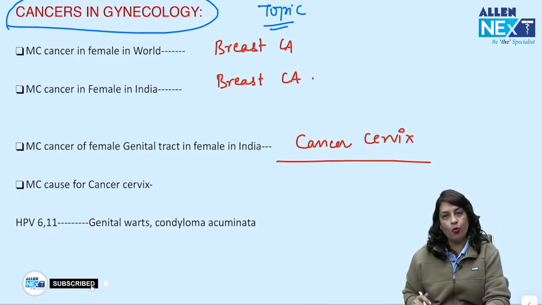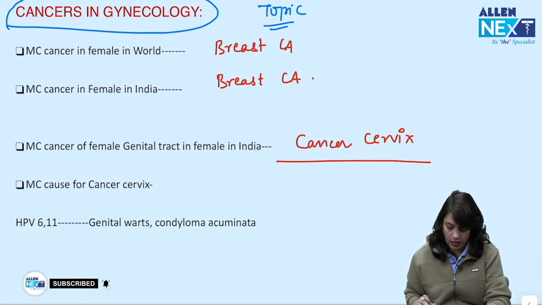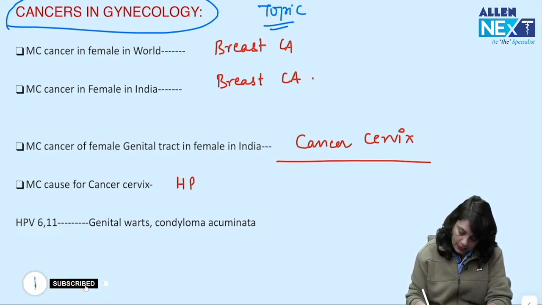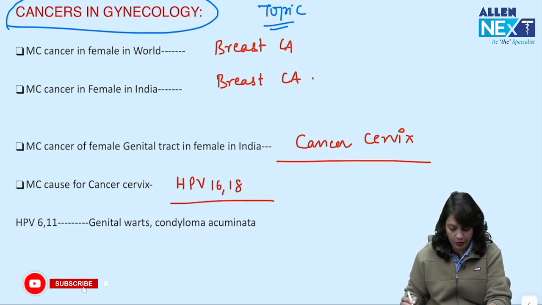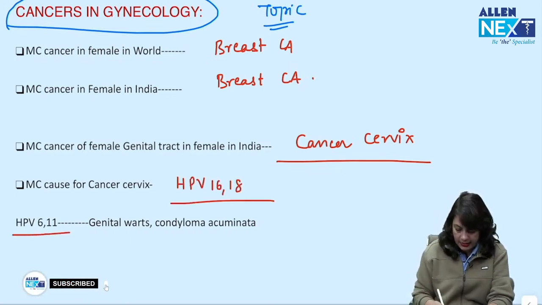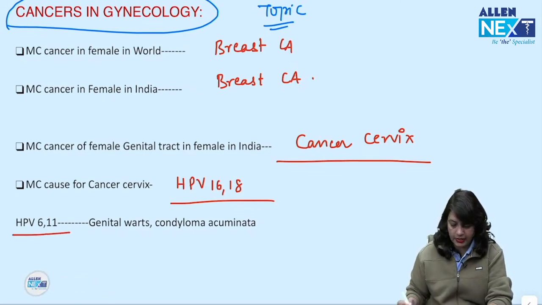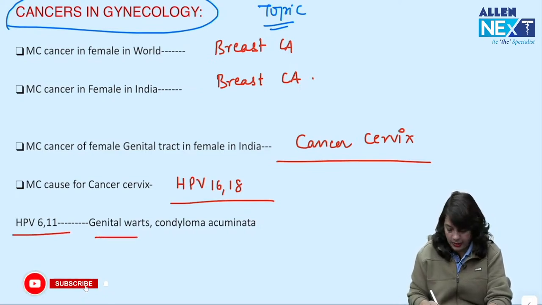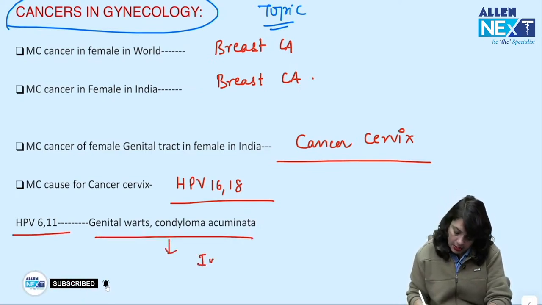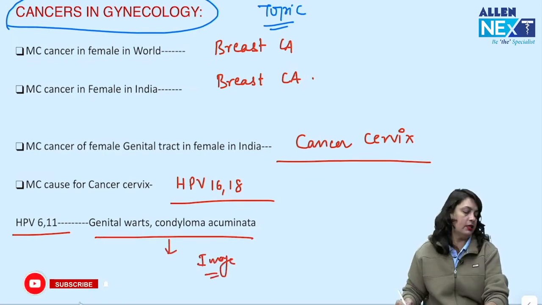Every 8 minutes, one death in India in a female occurs from cancer cervix. So daily 200 deaths are occurring. So that's a huge number. Most common cause of cancer cervix is human papilloma virus 16, 18, that is a proven cause. HPV 16, 18 causes genital warts and condyloma acuminata. They have asked an image based question in this.